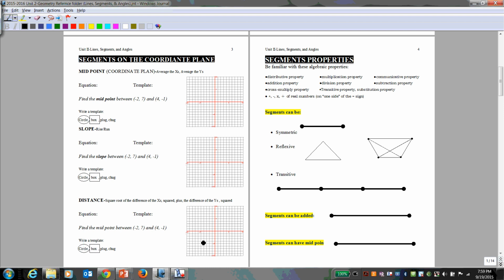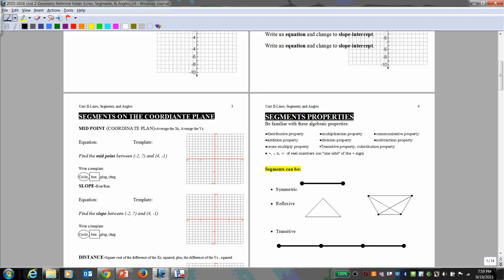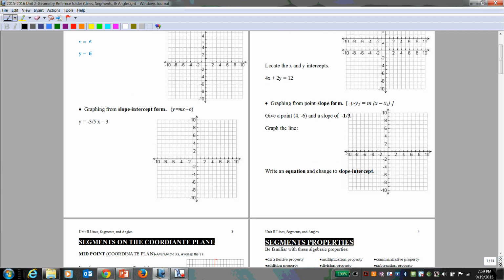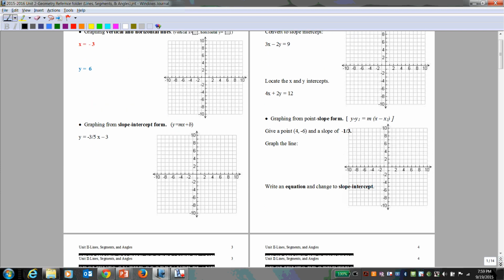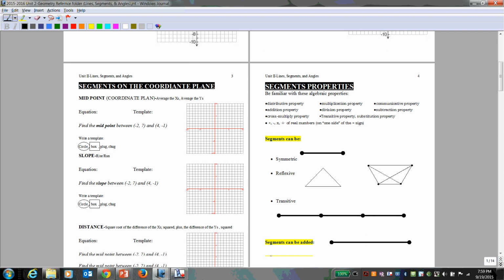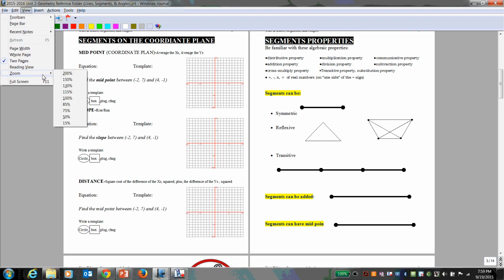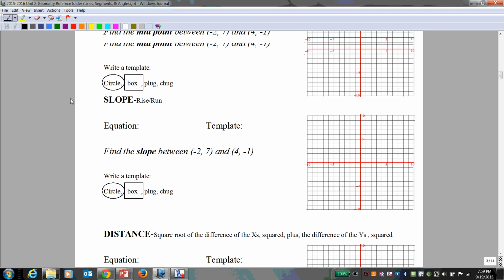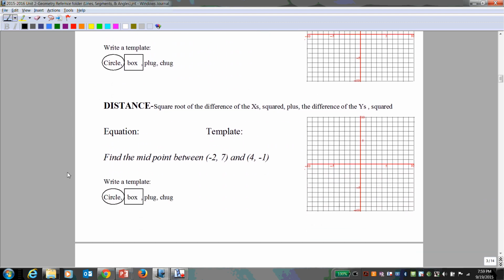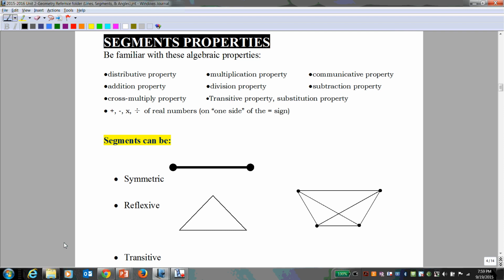So in your reference booklet, segments on a coordinate plane, this is where we left off. We'll come back to segments on a coordinate plane. You already know midpoint, slope, and distance. I want you right here where there are segment properties. Last class, we added segments and we did midpoint of segments. Now we're going to talk about segment properties.